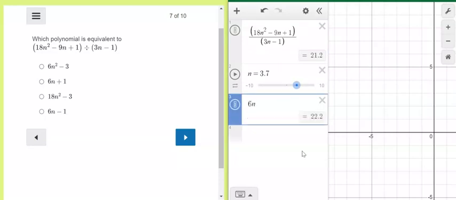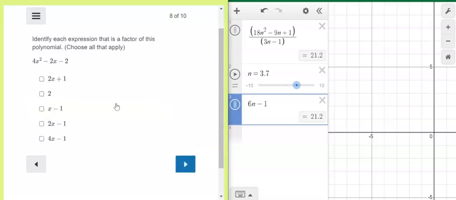I'll do this answer choice B. There you go. It's actually answer choice D. Okay. Sorry, I'm not showing the factoring here, but I have other videos on factoring. You can check them out.